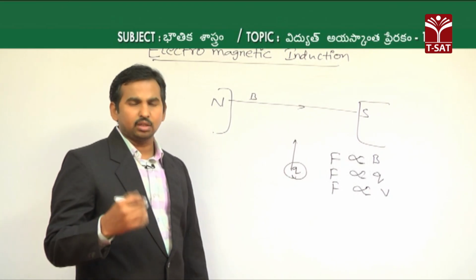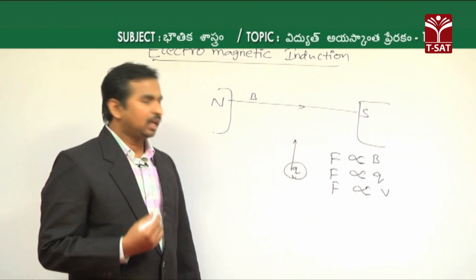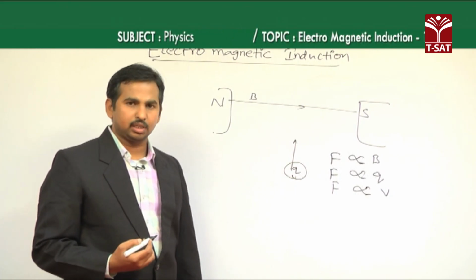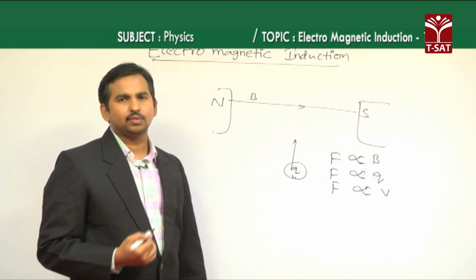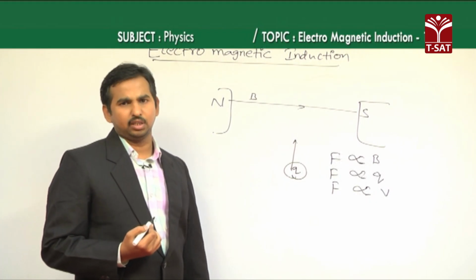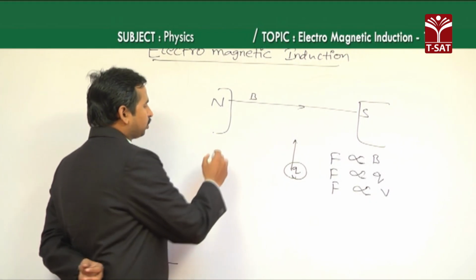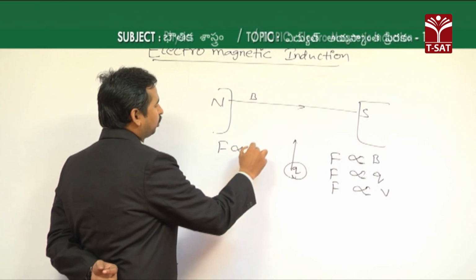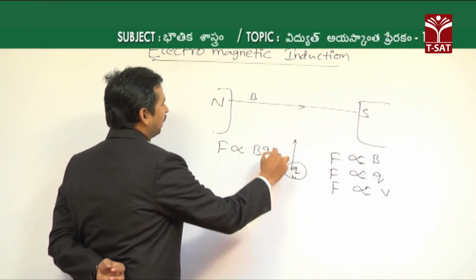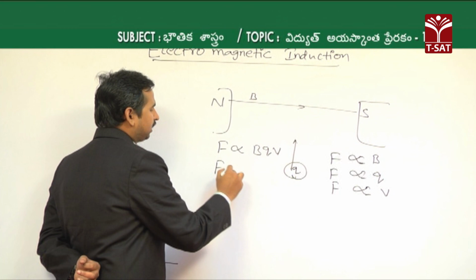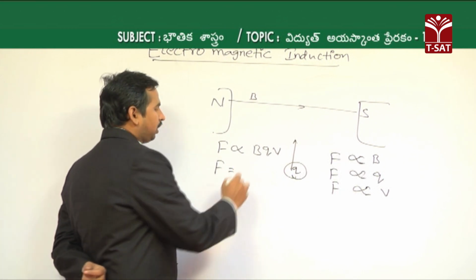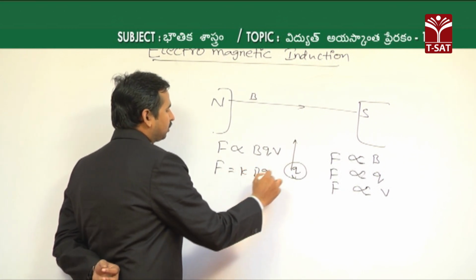One is the strength of the magnetic field we are applying, the second is how much charge we are taking, and the third one is the velocity with which that charge is moving. As F is directly proportional to B, Q and V, if we take the relation, F is equal to K, a constant, into B, Q, V.